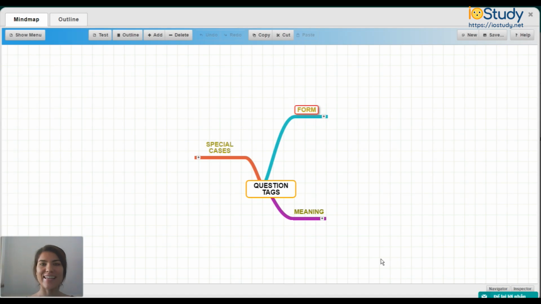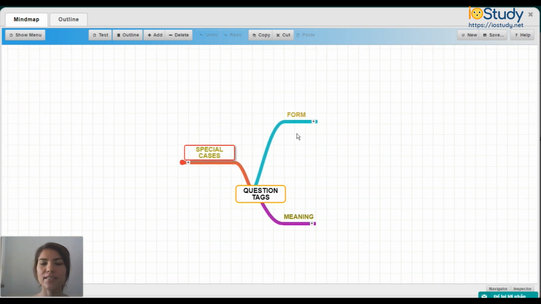Hello everyone, this is Danielle, and today in English grammar we're going to learn about question tags. So as you can see here, we have the mind map, and we have 3 different things to talk about today. First, we'll talk about the form of question tags, then the meaning, and finally some special cases.